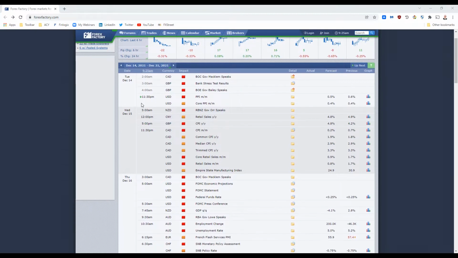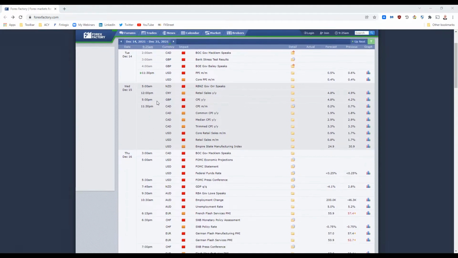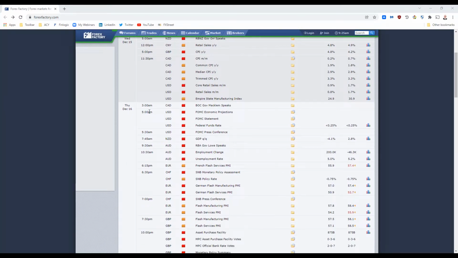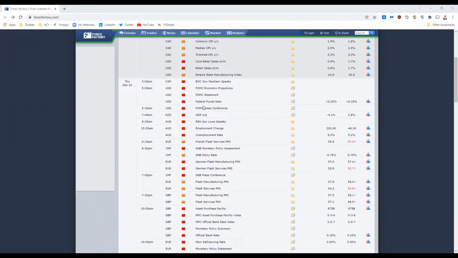So Tuesday today, these are Queensland time, my time, 11:30 PM tonight, we've got the US PPI coming out. And into Wednesday evening again, 11:30 PM, we've got the US core retail sales coming out. Into Thursday morning, 5 o'clock, the big one for the week, is the FOMC statement. Then 5:30 we have the FOMC press conference.